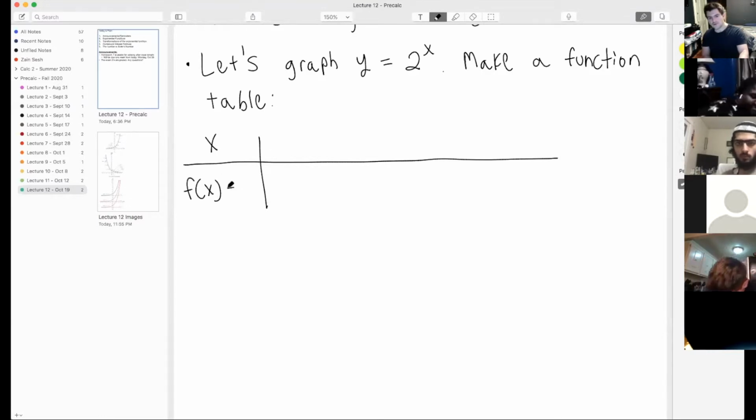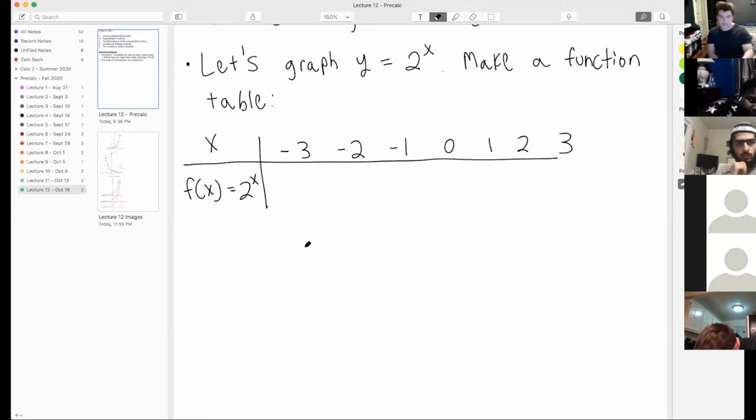I think we're all very familiar with how function tables work now. We've worked with them extensively over the last few weeks. The x values I will choose to input into my function are from -3 to +3, the whole numbers in between. So we'll do -3, -2, -1, 0, 1, 2, 3.